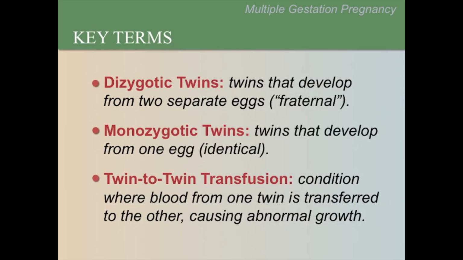There are three main terms that you will learn in this lesson: dizygotic twins, monozygotic twins, and twin-to-twin transfusion. Dizygotic twins are twins that develop from two separate eggs. These twins are not identical and are sometimes called fraternal twins. Monozygotic twins are twins that develop from one egg and are identical. Twin-to-twin transfusion is a condition where blood from one twin is transferred to the other, causing abnormal growth of both twins.